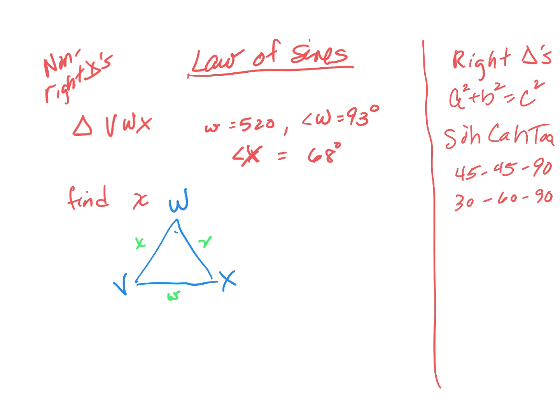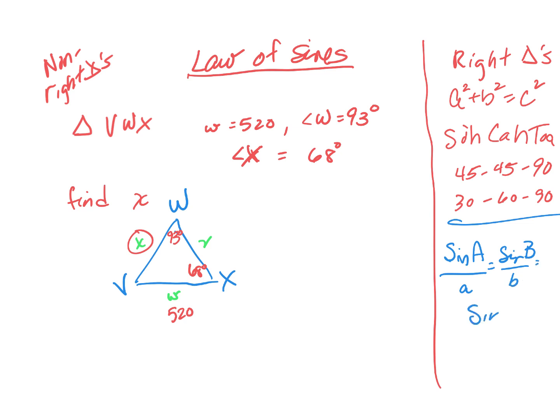Now I'm going to put in the information. Little w is 520. Angle W is 93 degrees, and don't worry if it's not to scale. Angle X is 68 degrees, and they want us to find little x. The law of sine says that sine of big A over little a equals sine of big B over little b equals sine of big C over little c. Meaning the sine of every angle over the opposite side, if you make fractions out of all of them, equal each other. So it'll give you the same ugly decimal.